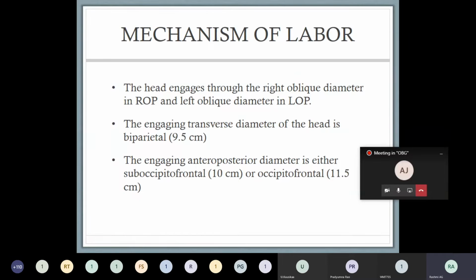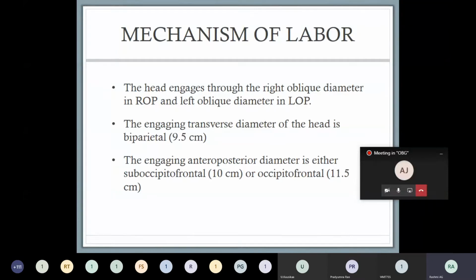Okay. So normally, what is the transverse diameter of the head which engages in OP? It is the biparietal diameter, which is 9.5 centimeters. But the engaging anteroposterior diameter is the suboccipitofrontal or the occipitofrontal, which is 11.5 centimeters. Okay. Whereas in a well-flexed occipital anterior, it is suboccipitobregmatic, which is 9.5.